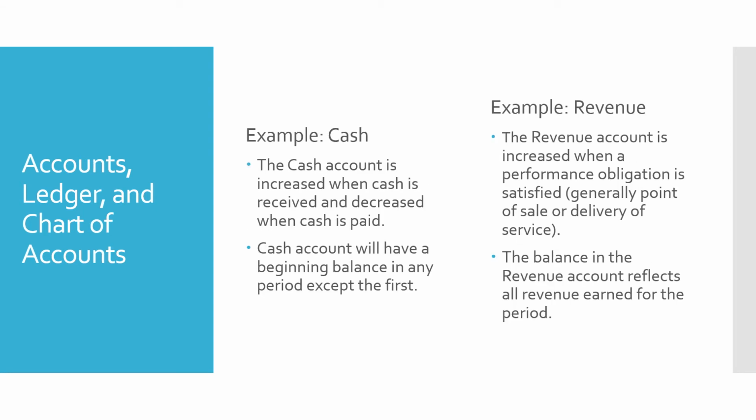So for example, the cash account. The cash account is increased when cash is received and decreased when cash is paid. The cash account will have a beginning balance in any period except the first. On the other hand, the revenue account is increased when a performance obligation is satisfied, which is generally at the point of the sale or delivery of the service. The balance in the revenue accounts reflects all revenue earned just for the period.